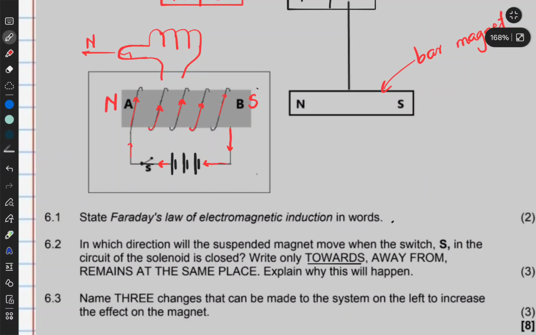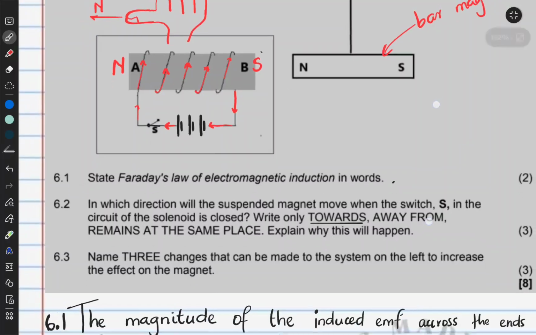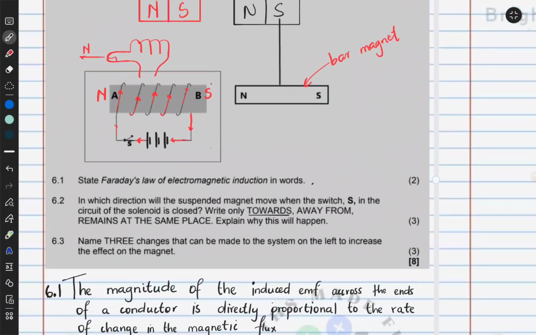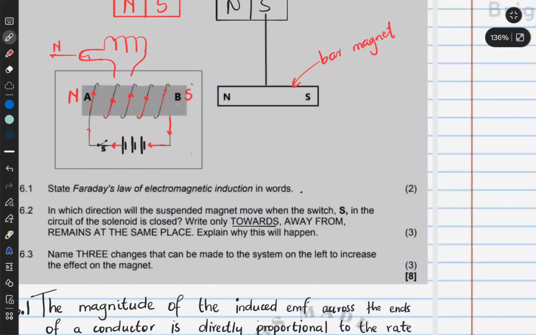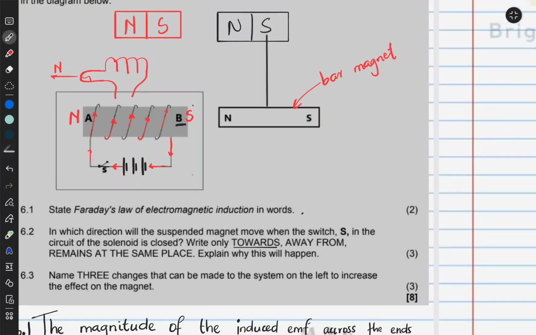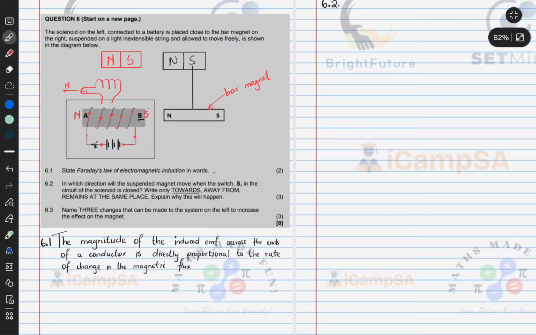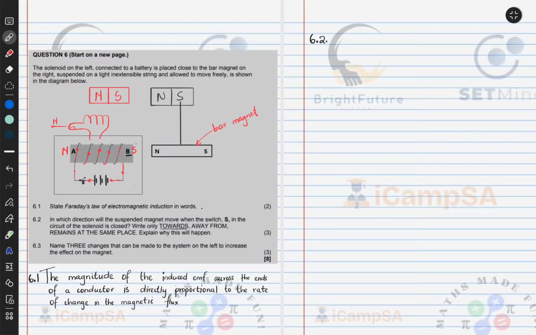Why? Because at point B, the polarity is a south pole, and as a result, unlike poles attract. Since point B is facing the north pole of the bar magnet, there will be attraction because those two are unlike poles. So that's your reason. That's why this will happen. So that's how you would get those 3 marks.